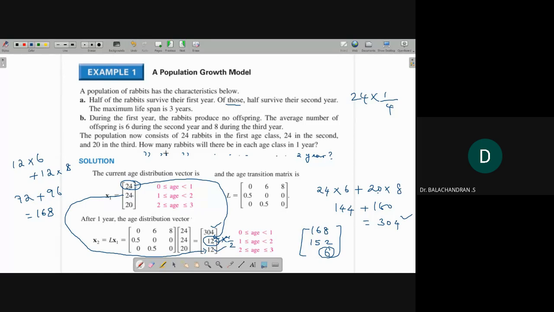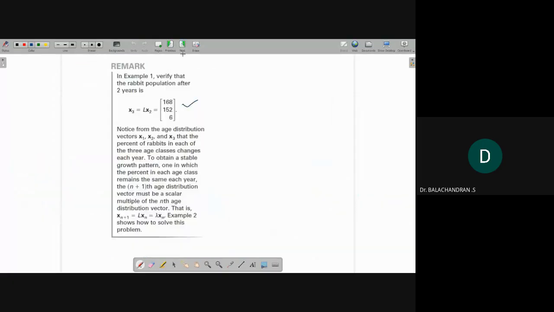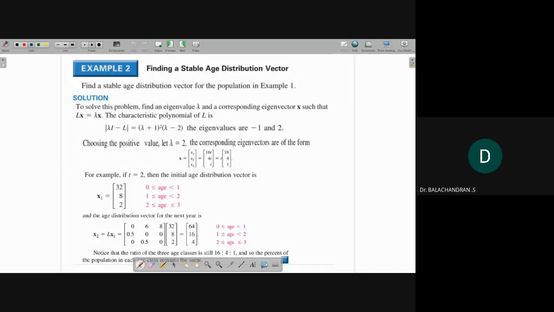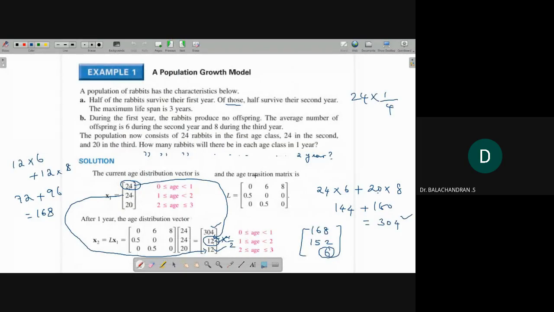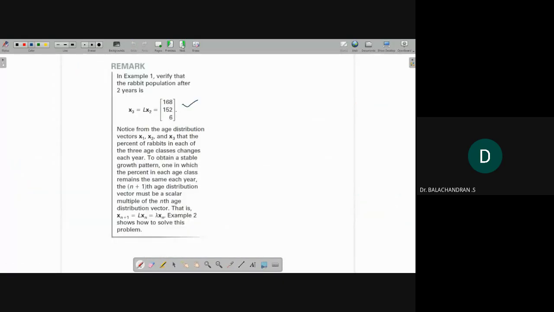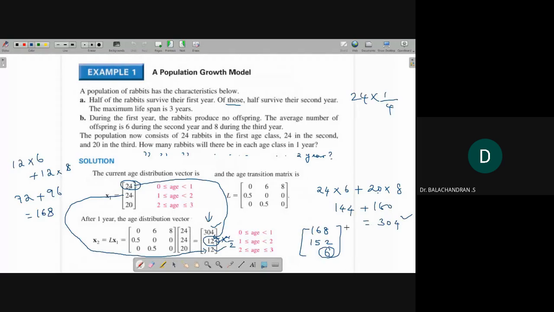Suppose they ask the question, how many rabbits will be in each class in 2 years, what you need to do is find X3 equal to L into X2. You know what L is, the age transition matrix, and this is your X2. If you multiply L into this X2, you'll get X3. X3 is this matrix. Already I told you how to get X3 without using matrices.